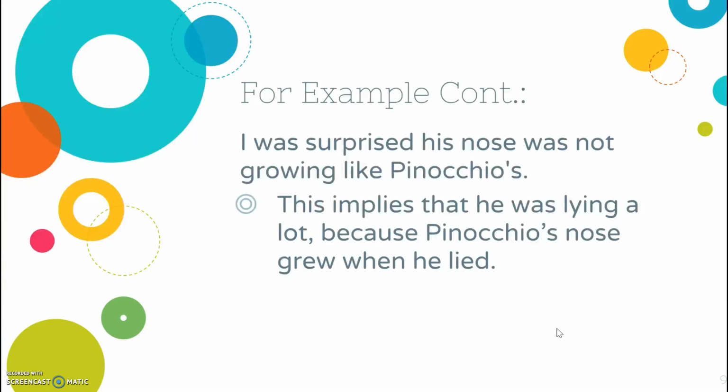So, another example of an allusion is, I was surprised his nose was not growing like Pinocchio's. Okay, so this implies that this person was lying a lot because if you all know the cartoon character Pinocchio, his nose grew when he lied, right? So here's a little bit simpler allusion, but it still gets the point across that this person was lying a lot. Okay, so that's what an allusion is. There's lots of examples online, and I'm sure you can think of many on your own. And you'll practice that here in a little bit.